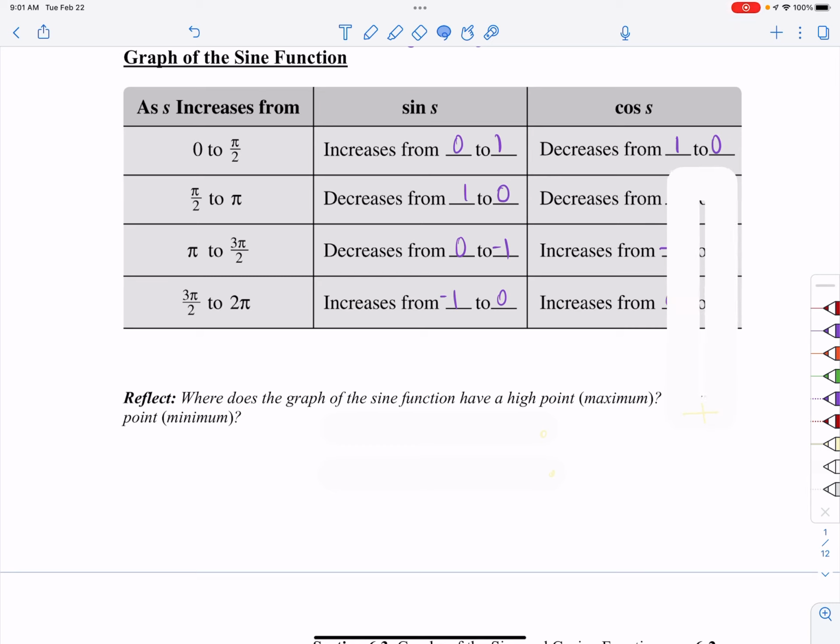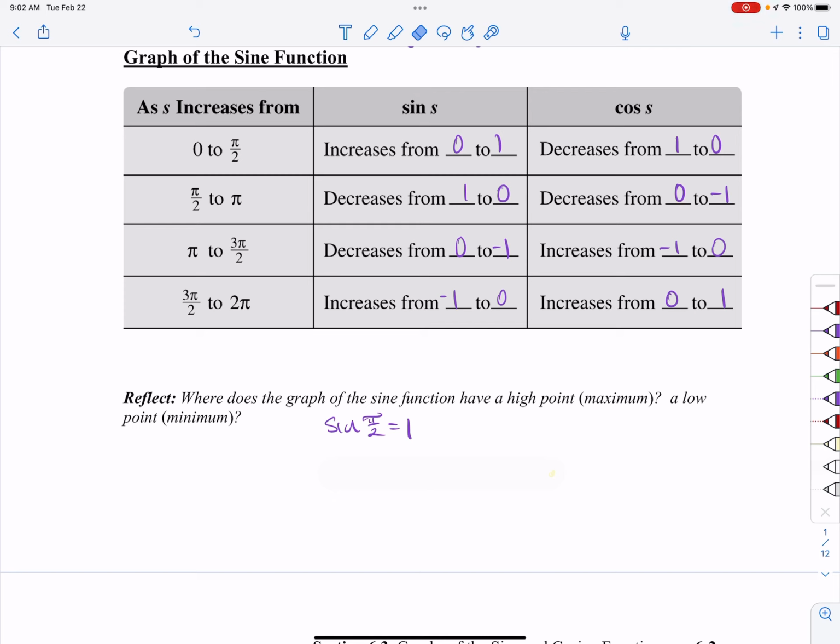They're decreasing from 1 to 0. In the second quadrant, they're decreasing from 0 to negative 1. In the third quadrant, they're increasing from negative 1 to 0. And in the last quadrant, they're going to be increasing from 0 to 1. So a reflection question here. Where does the graph of the sine have a maximum value? And that's going to occur at the value of 1. And it happens at the position pi over 2.